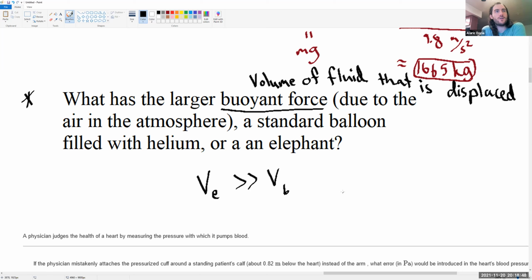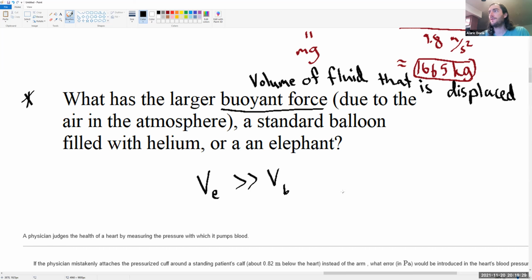Yes, the balloon wants to rise and the elephant does not want to rise, but that has to do with the net force on the elephant and the net force on the balloon. Buoyant force is only one of the forces acting on each of these two objects. And we need to know the net force in order to determine whether the object rises or stays put on the ground. So you have to be able to differentiate between that. Buoyant force is not necessarily the net force on an object.